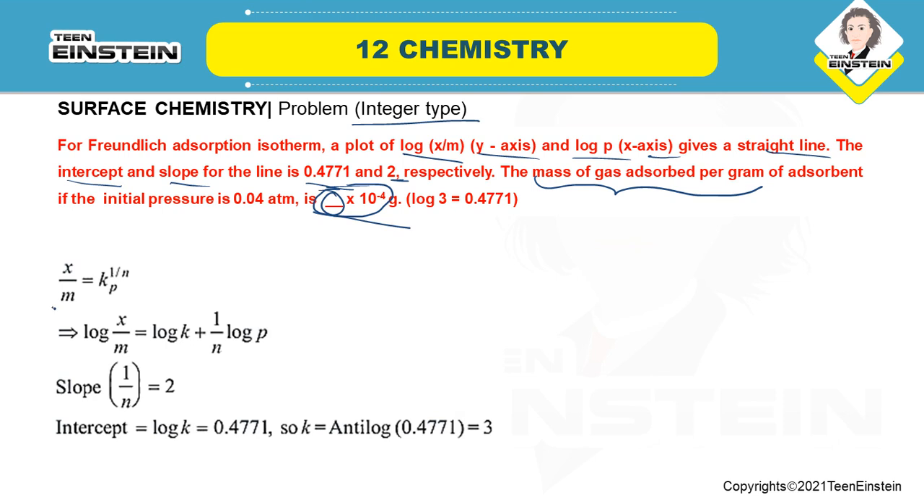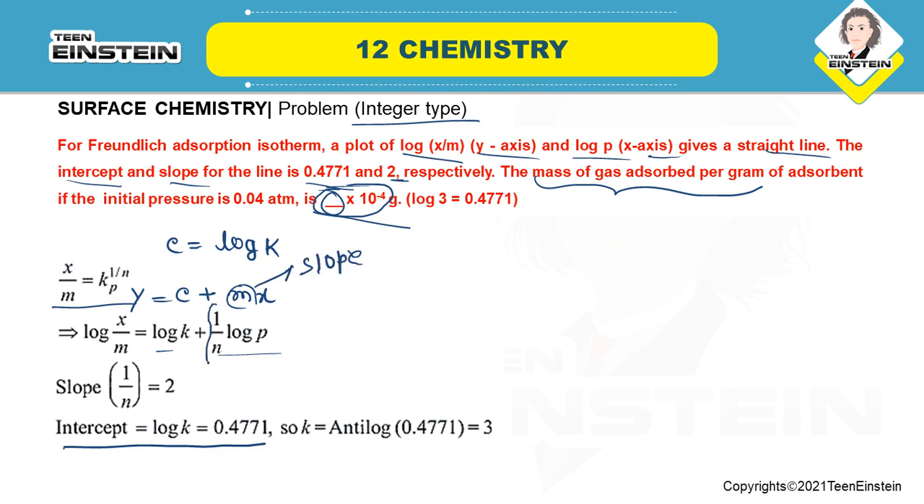So this is the equation that we get from Freundlich's adsorption isotherm. Now if we take log on both sides, the equation will be changed like this. Now we will compare this equation with y equal to c plus mx. So here c is the intercept, log k, and the value given is 0.4771, okay, and m is the slope. So slope is 1 by n. Now the value of 1 by n is directly given, which is 2. So 1 by n value is 2. And log K value is given in the question as 0.4771.